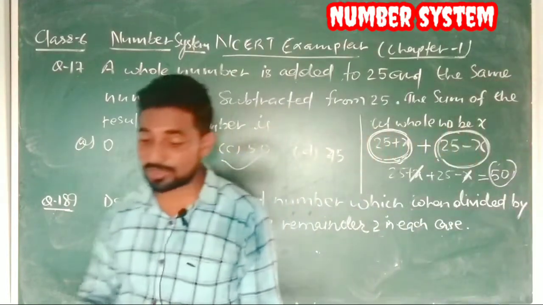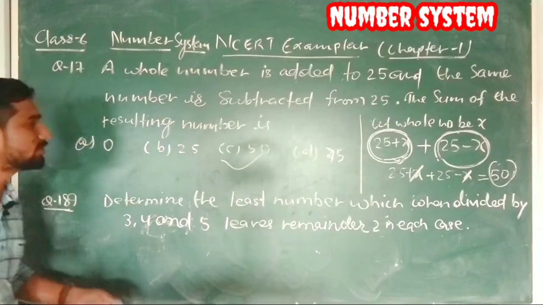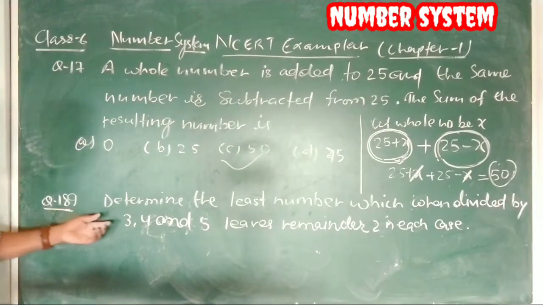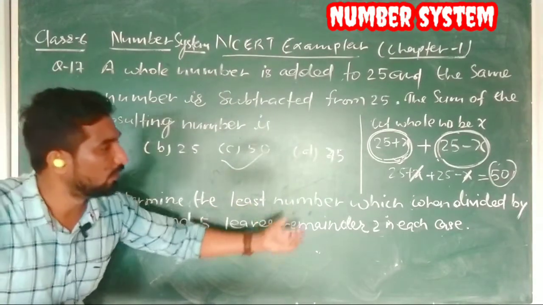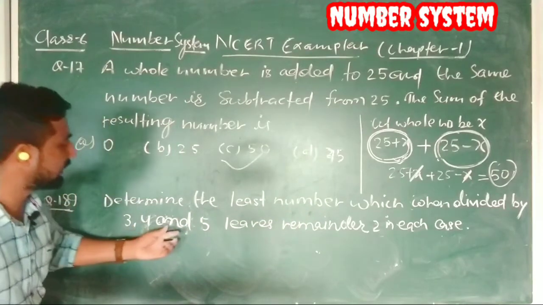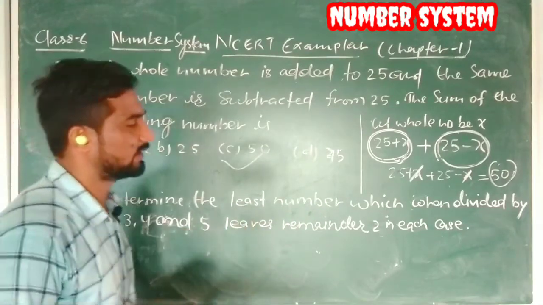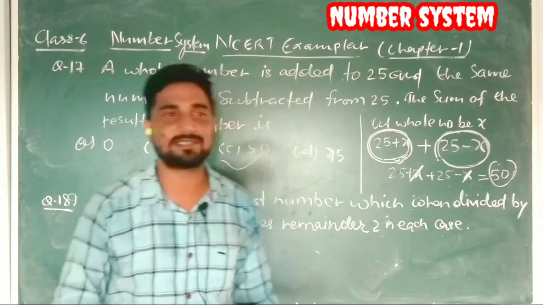Now the second question, you see what I am going to discuss. The second question, let me read. Determine the least number which when divided by 3, 4 and 5 leaves remainder 2 in each case. This is related to LCM and HCF.